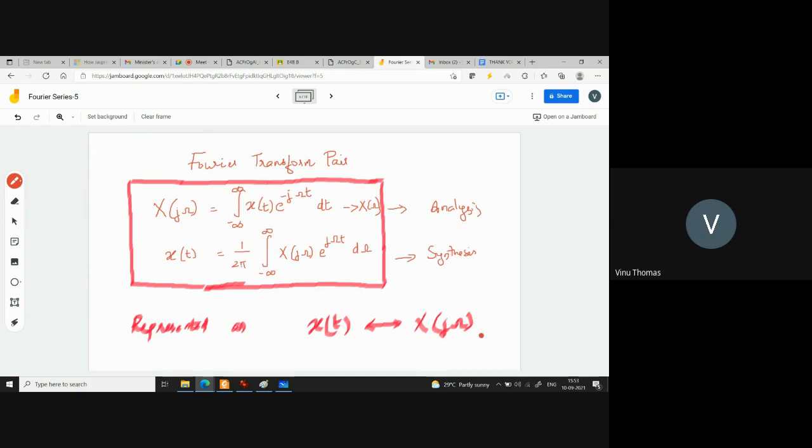X of j omega is a continuous function in omega, and here omega takes values from minus infinity to plus infinity. Now x of t is given by the synthesis equation. From x of j omega we can go to x of t, and it's given by 1 by 2 pi integral minus infinity to plus infinity x of j omega e raised to j omega t d omega. Okay, so this is a relation that you have to remember.